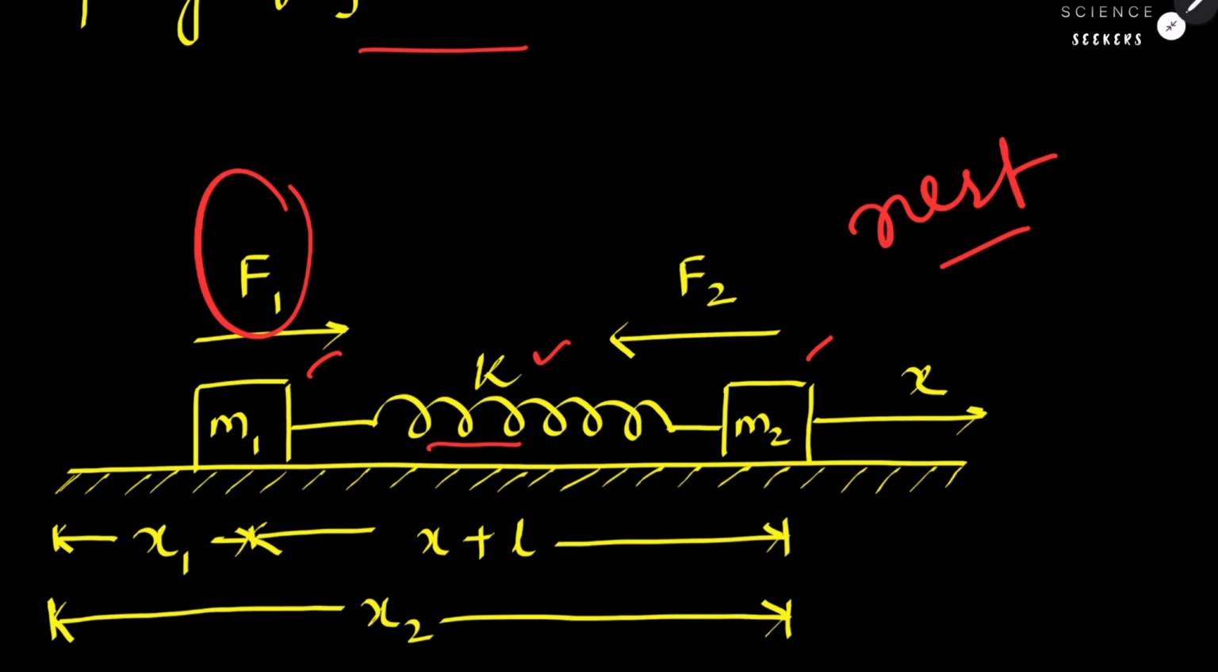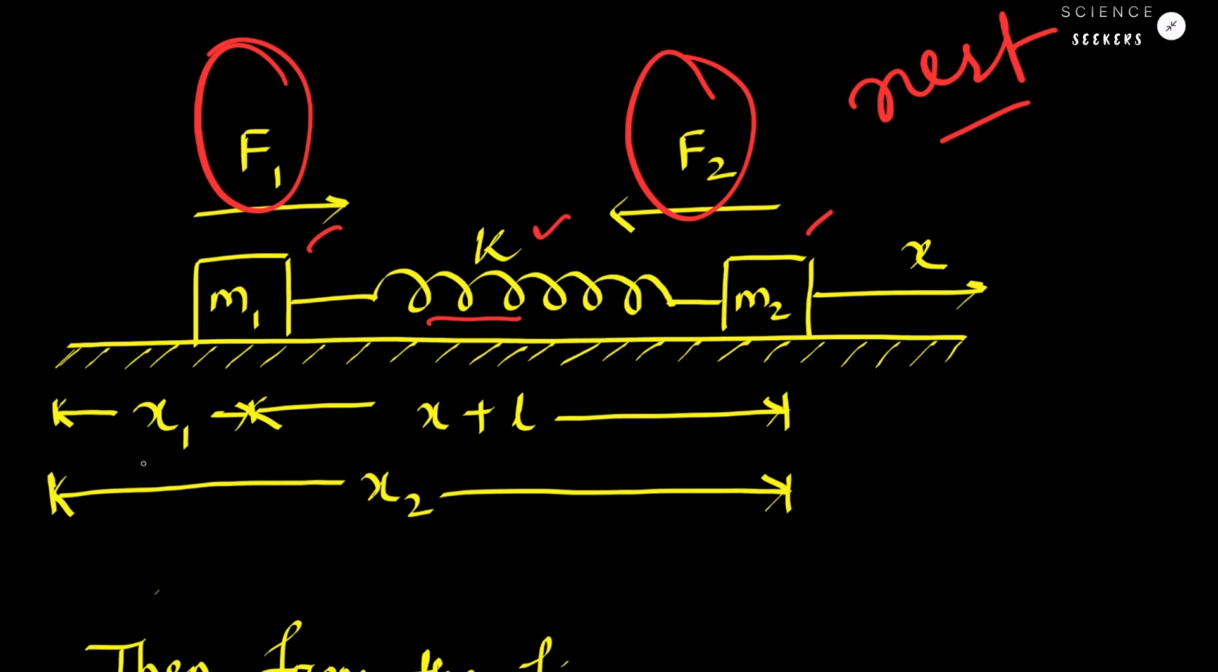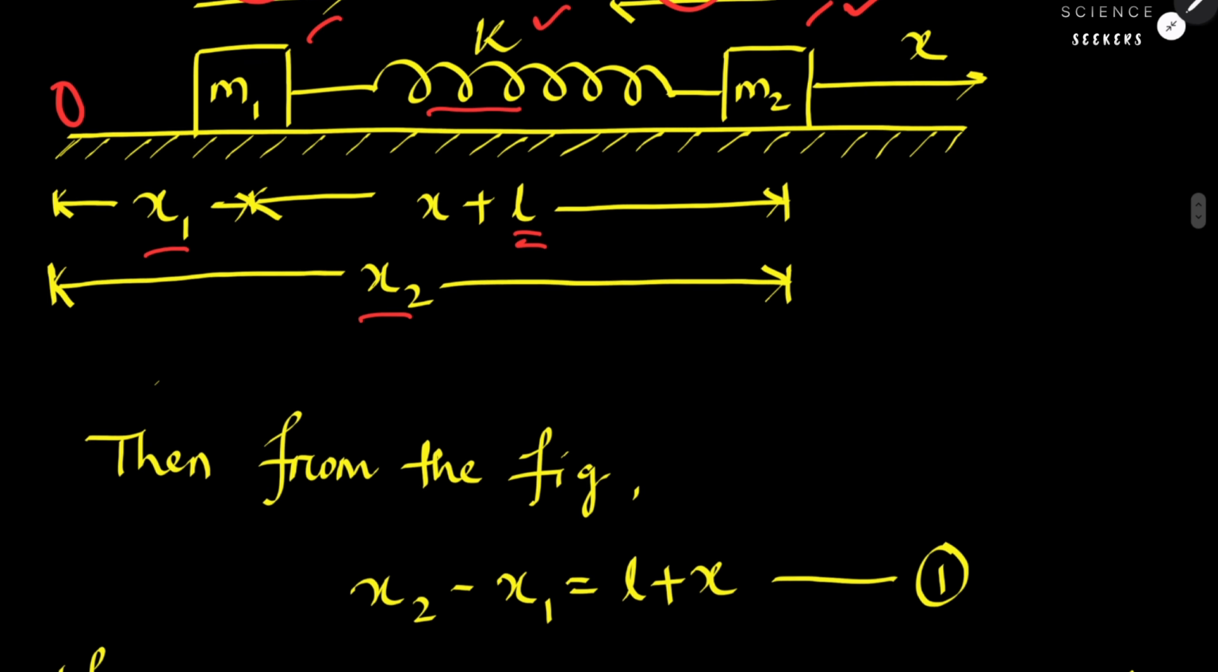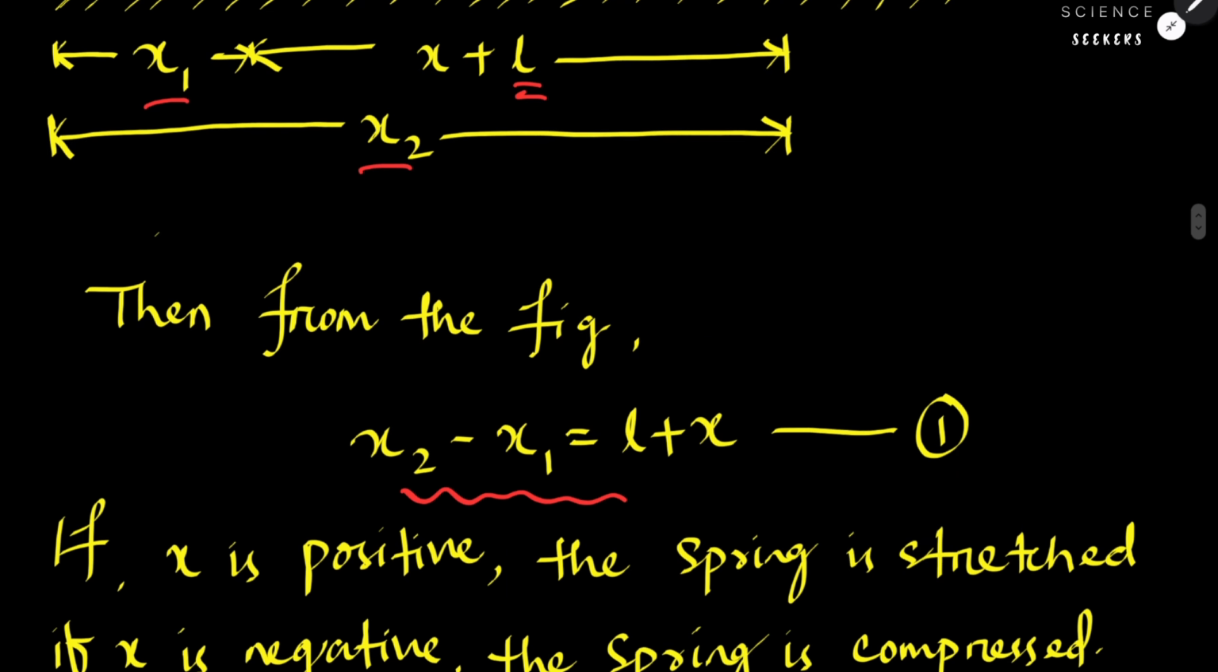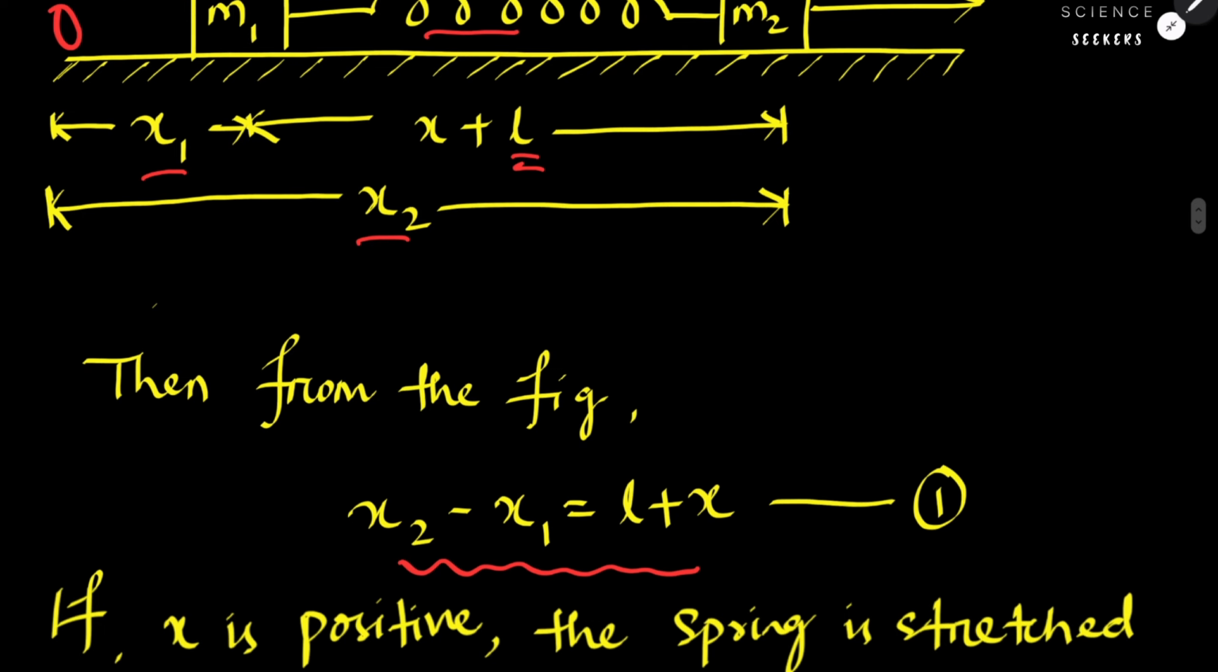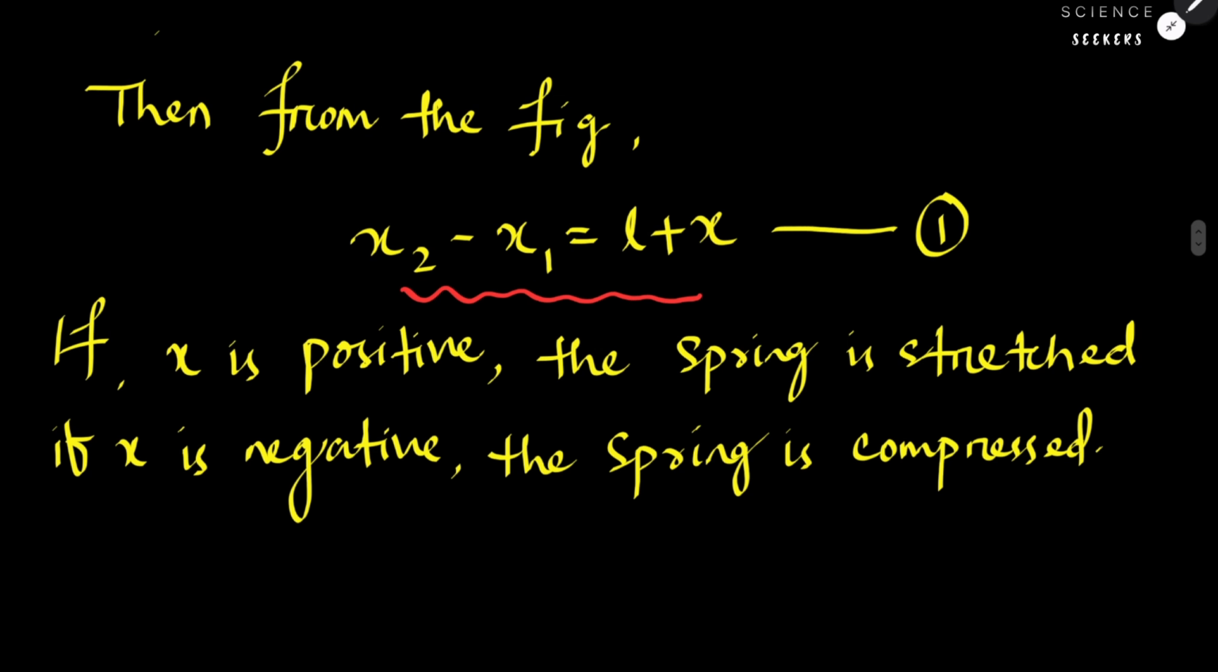Here are the two forces F1 and F2, that is the restoring force. Let x1 and x2 be the distances of m1 and m2 from O, the origin of an inertial frame of reference, at an instant during the oscillation. Let L be the equilibrium length of the spring and x the instantaneous change in the length. Then in this figure, x2 minus x1 equals L plus x.